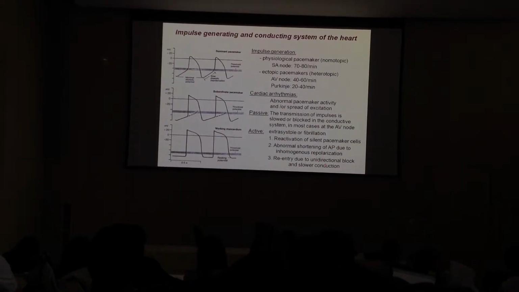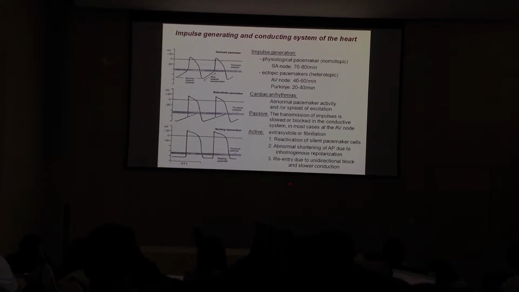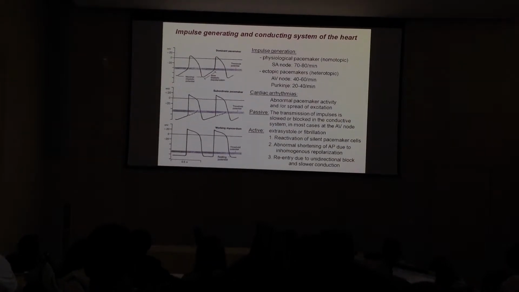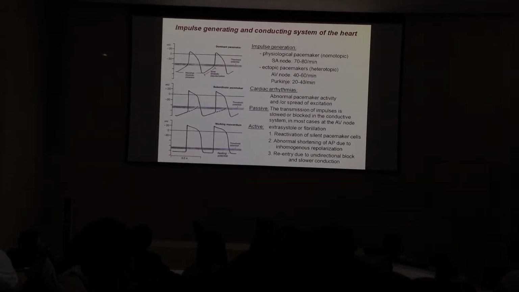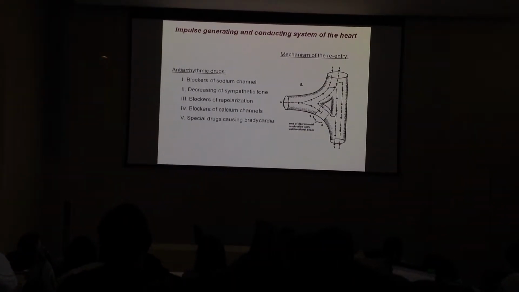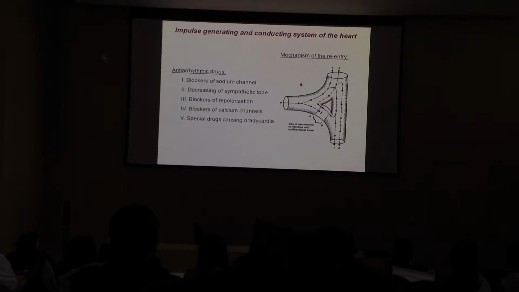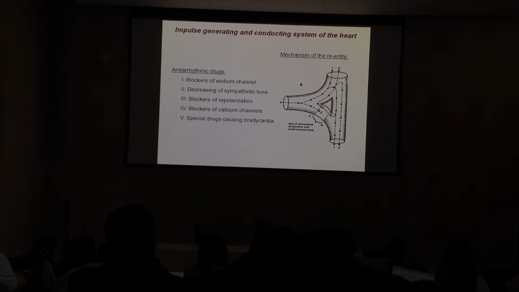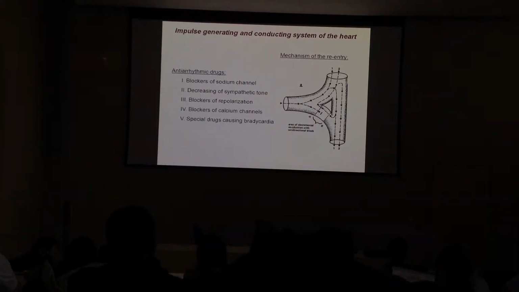The third possibility, when extra action potentials are generated, is the so-called re-entry mechanism. This re-entry mechanism is a relatively new discovery, and it can explain many of the arrhythmic alterations.